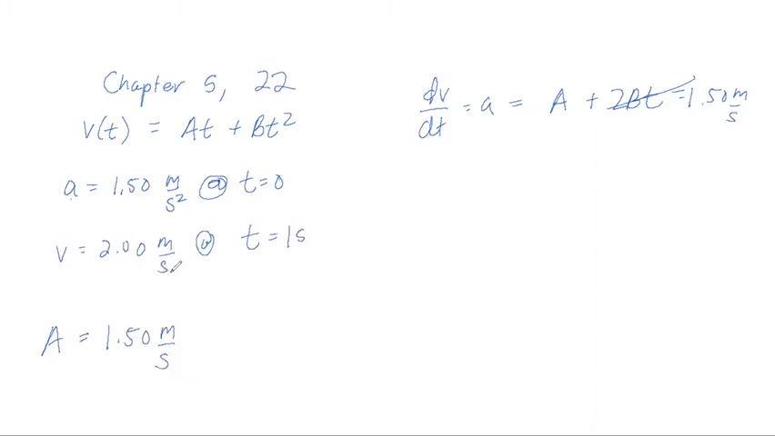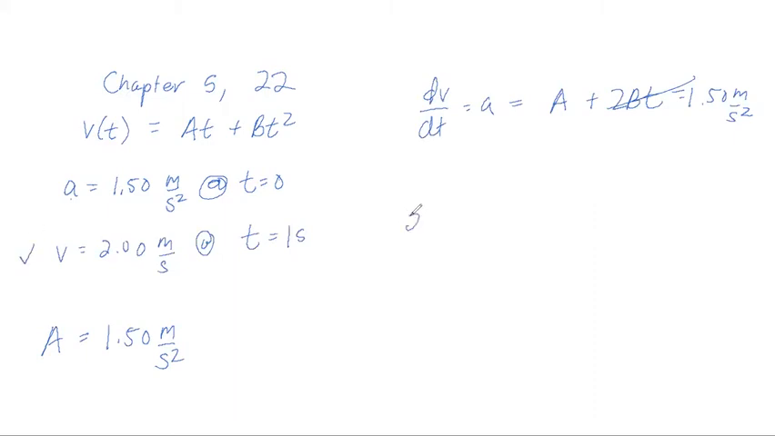Okay, so that's A. Squared, this is squared. Sorry, meters per second squared. So A is 1.50 meters per second squared. All right, and now that I know that, I'm going to use my second set of data to determine B.